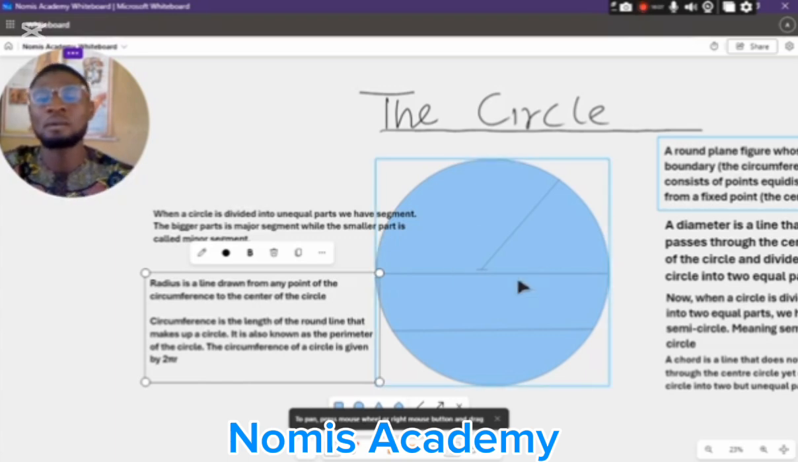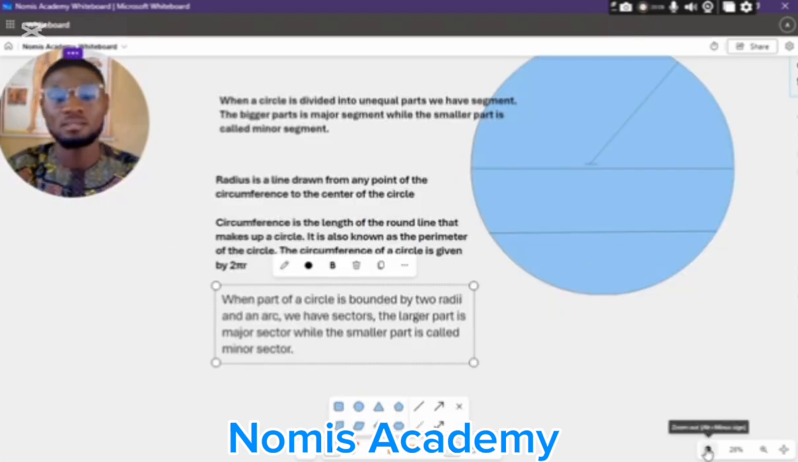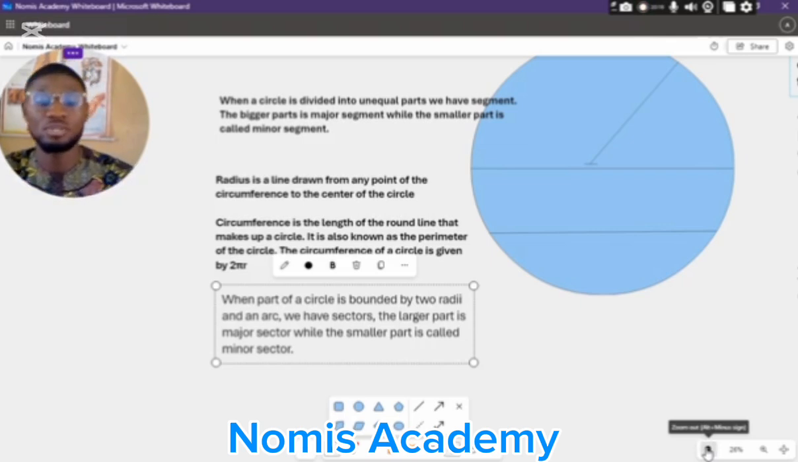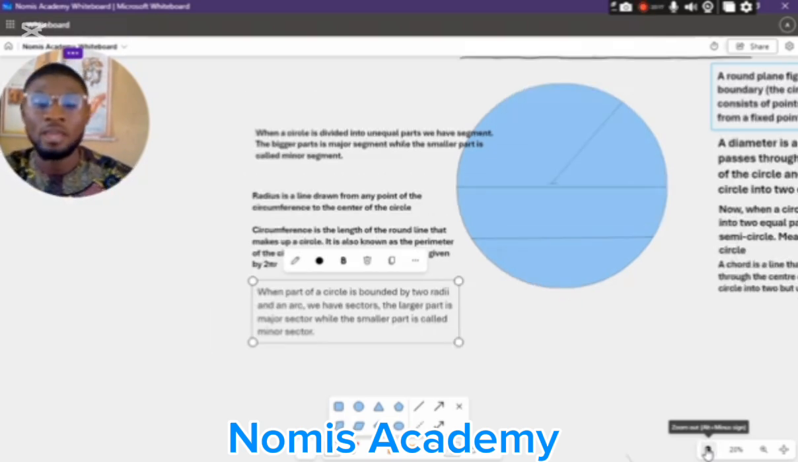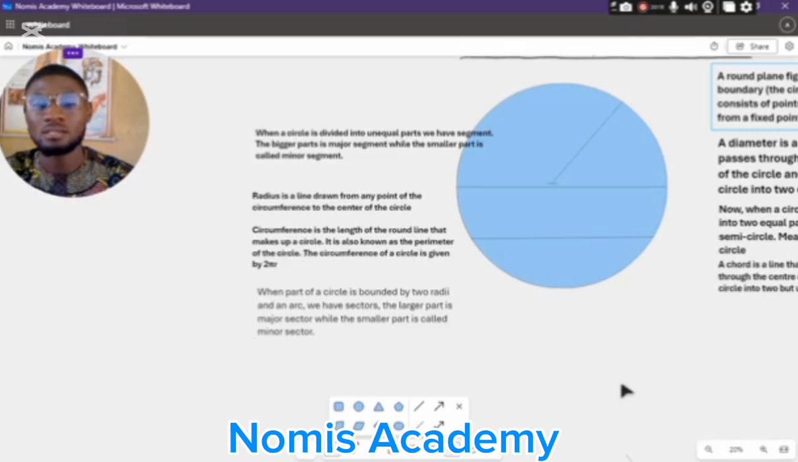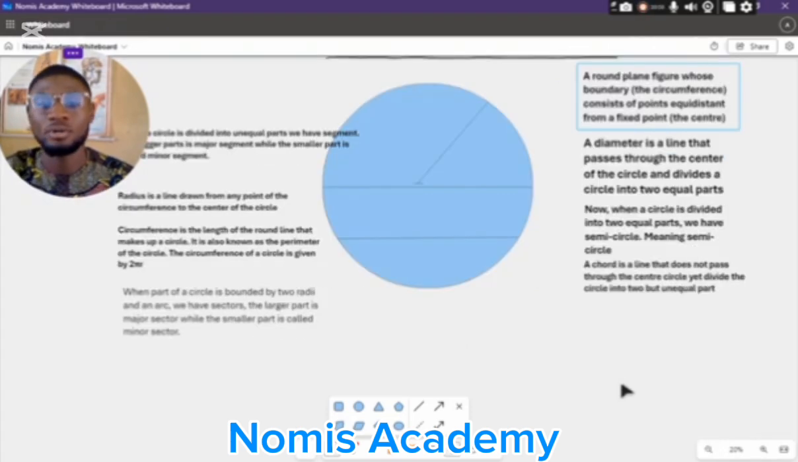Looking at this diagram on our whiteboard, you can see that this part is the smaller part and it is the minor sector. Remember, a sector is part of a circle bounded by 2 radii and an arc, while the bigger part is also a sector, but a major sector, bounded by 2 radii and an arc. The larger part is called the major sector, while the smaller part is called the minor sector.